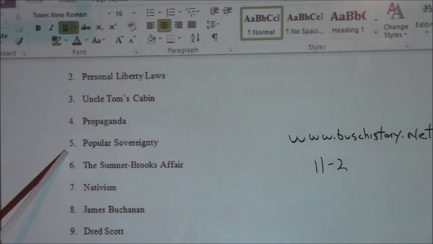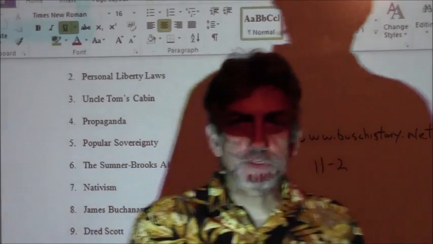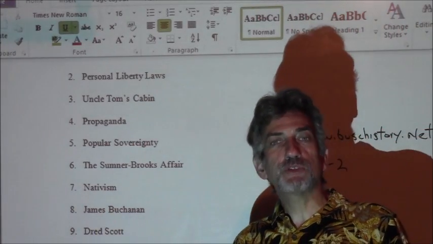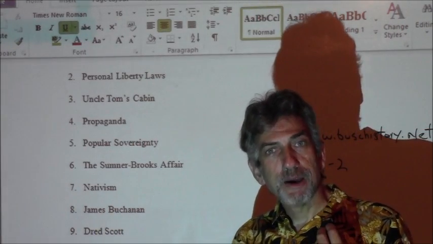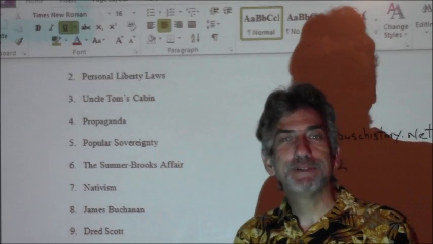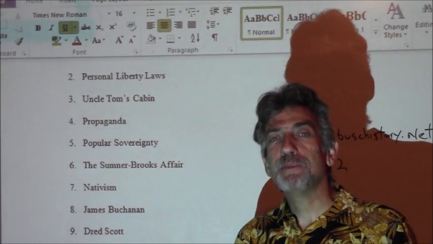Popular sovereignty, the idea that a state can choose for itself whether it wants to be free or slave. This idea of choosing for themselves, an interesting idea. But you need 50,000 people. And until you get it, there's going to be battles within those states.